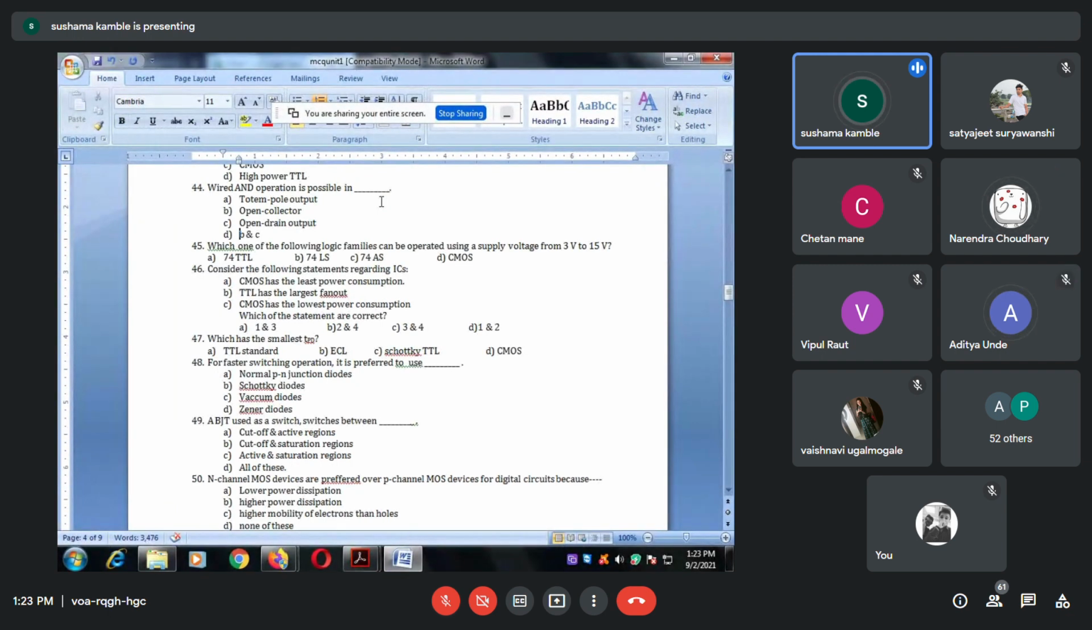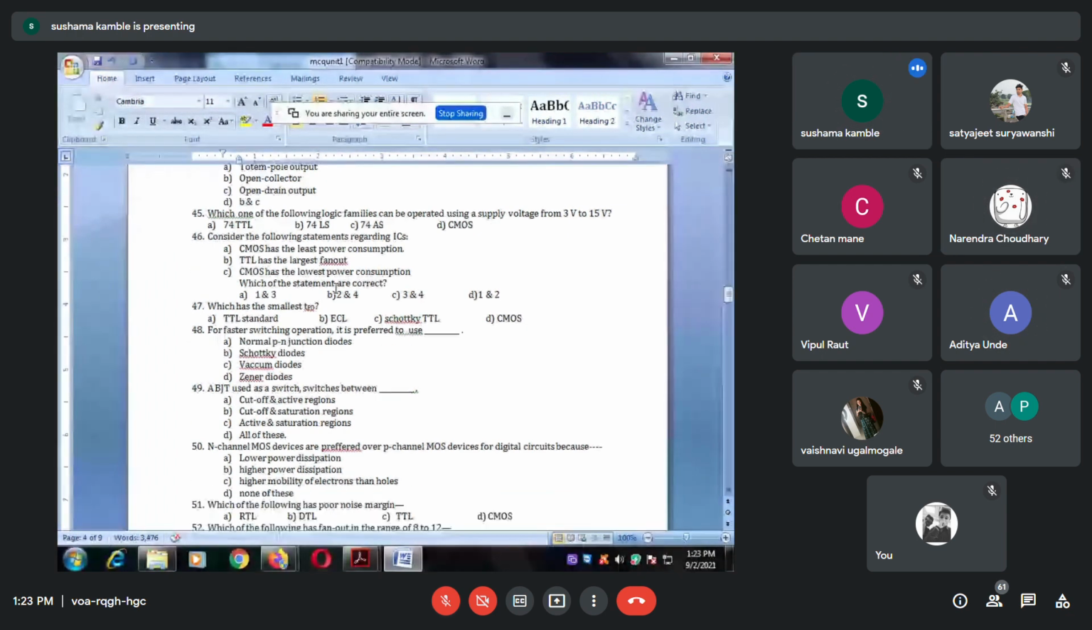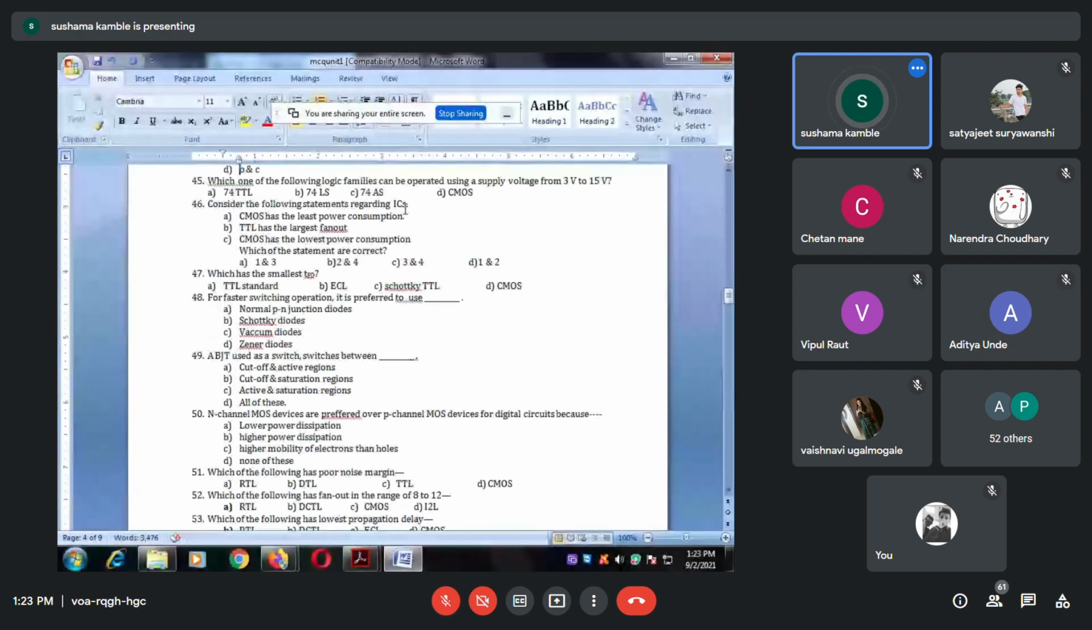Which one of the following logic families can be operated using a supply voltage from 3 to 15 volt? CMOS. All these are TTL logic families, and they operate only for the 5 volt. CMOS can operate from 3 to 15 volt.